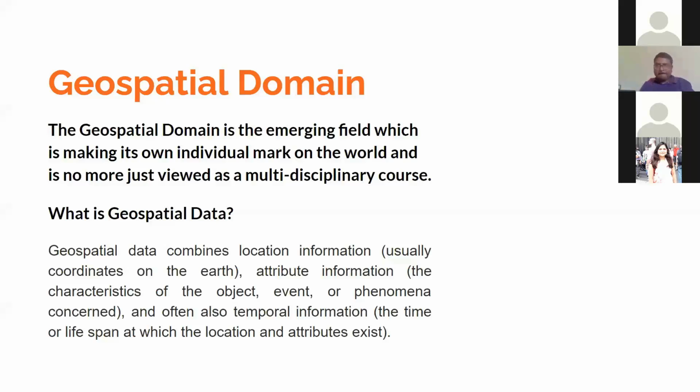And what is geospatial data? Geospatial data combines location information, attribute information, and often also temporal information. In short, we can say that geospatial data is a combination of spatial data as well as non-spatial data. Spatial data usually takes coordinates on the earth, and non-spatial data concerns the characteristics of objects, events or phenomena, and often includes the temporal information, that is the time or lifespan at which the location and attributes exist.